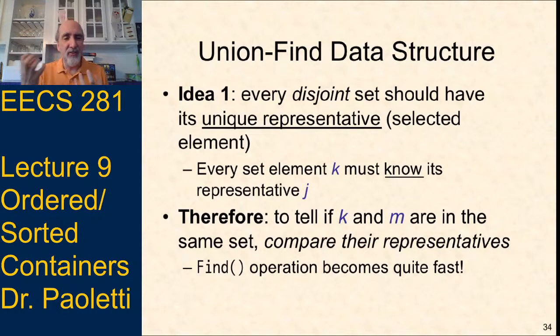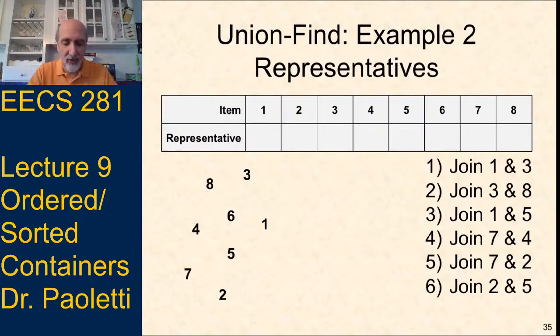So what if, instead of maintaining these separate sets, every set had and knew their representative? Everybody has a unique representative, and the representative is someone in the set. So all we have to do is have a quick way to ask someone, who is your representative? If I can ask someone very quickly, find is real fast. Union will take longer, but find becomes real fast. So if I can ask someone in O of 1 time, who's your representative?